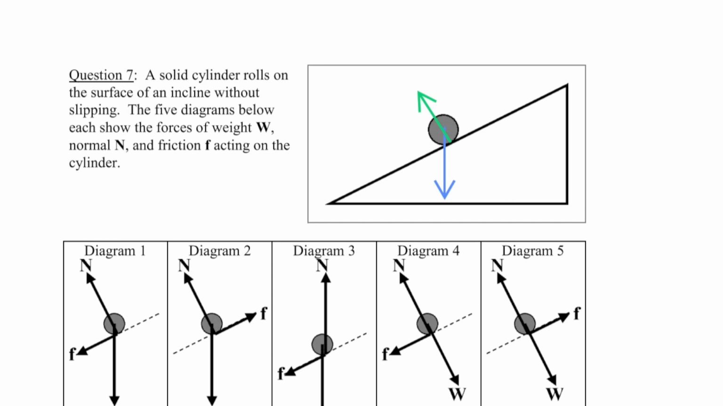So if it was a block sliding down the incline, well, the block would be translating down, so the friction force would be up the ramp. So it is very tempting to just say, oh, it's going down the ramp, so friction goes up the ramp, so it's that choice. But here's where rolling actually makes a difference.